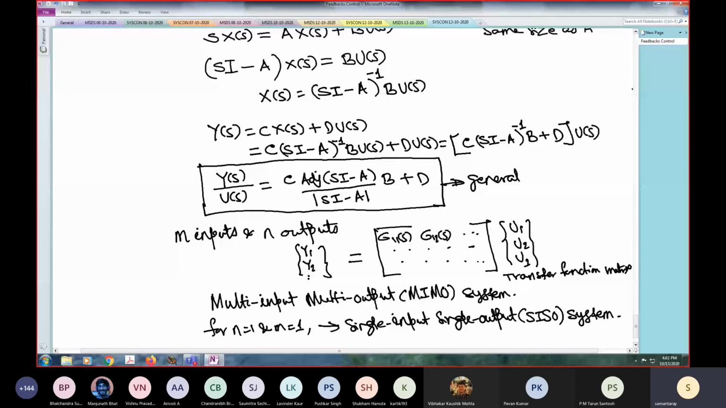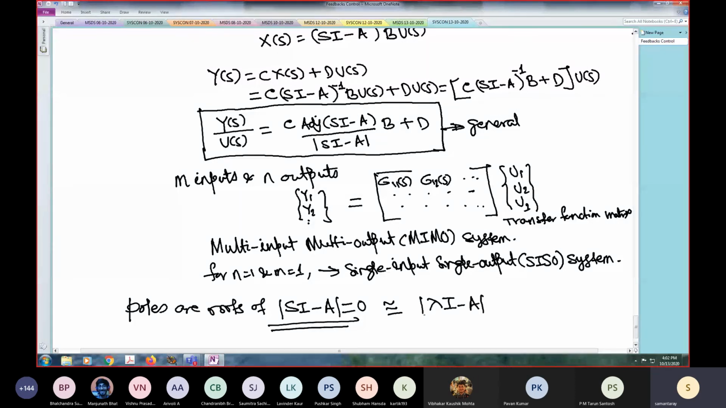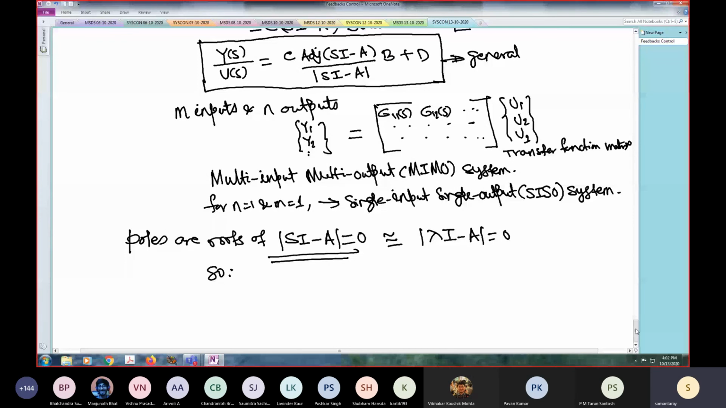What is most important to note here is the denominator. What is the denominator? Poles are the roots of the determinant of sI minus A equal to 0. That is equivalent to the determinant of lambda I minus A equal to 0. So this is very, very important. Many people do control systems, but they understand nothing about that.